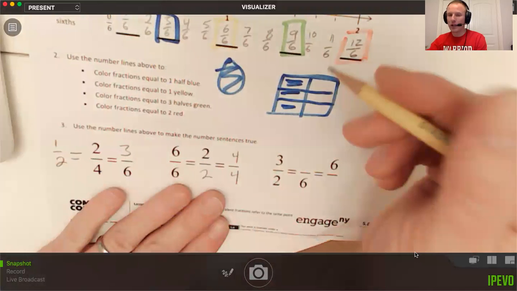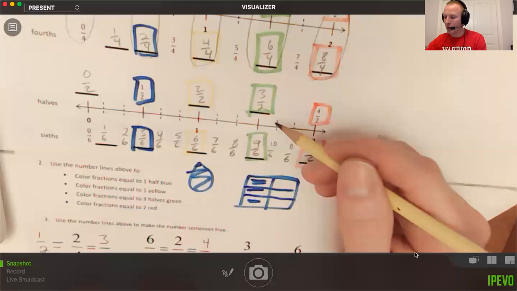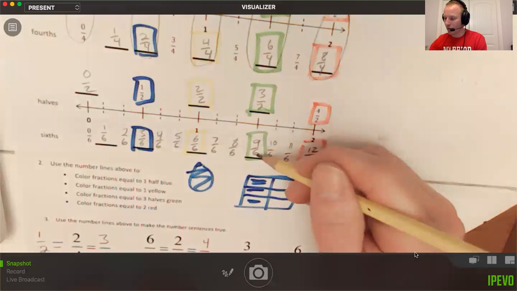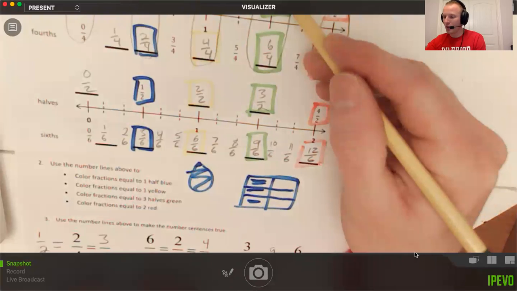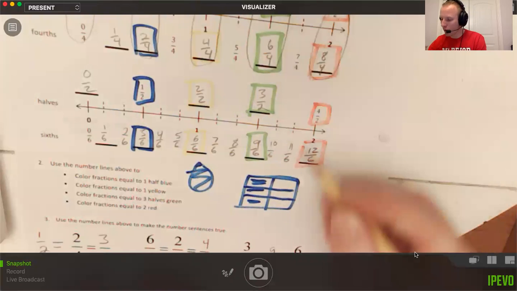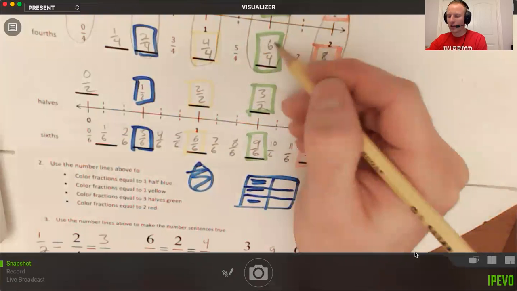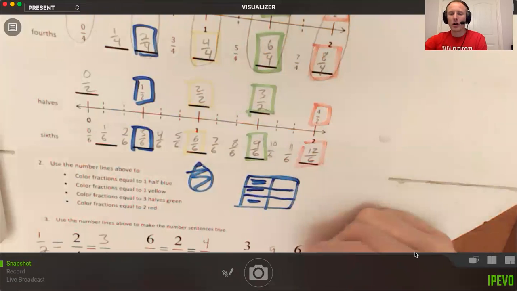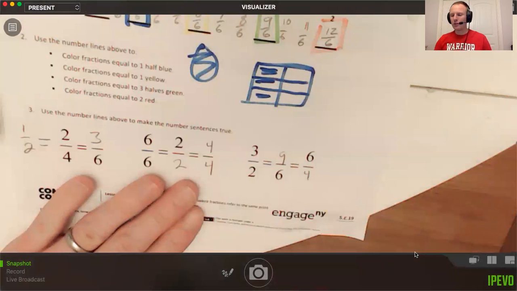So I'm going to go find 3 halves on my number line. 3 halves is the same as 9 sixths, so I can put my 9 in there. And then I could take 3 halves and say, oop, that's the same as 6/4. So I look and find that 6. And then what I need to fill out down on the bottom here is the 4ths portion of that.